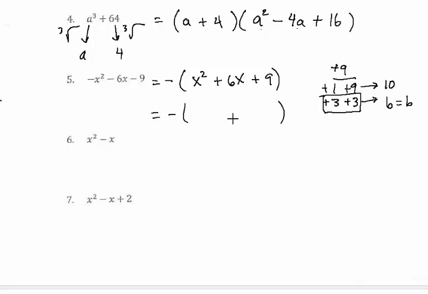So I write x plus 3 and x plus 3 as my factors. And it turns out that this was a perfect square trinomial because the two factors are identical. So I could simplify it and write minus (x plus 3) squared.